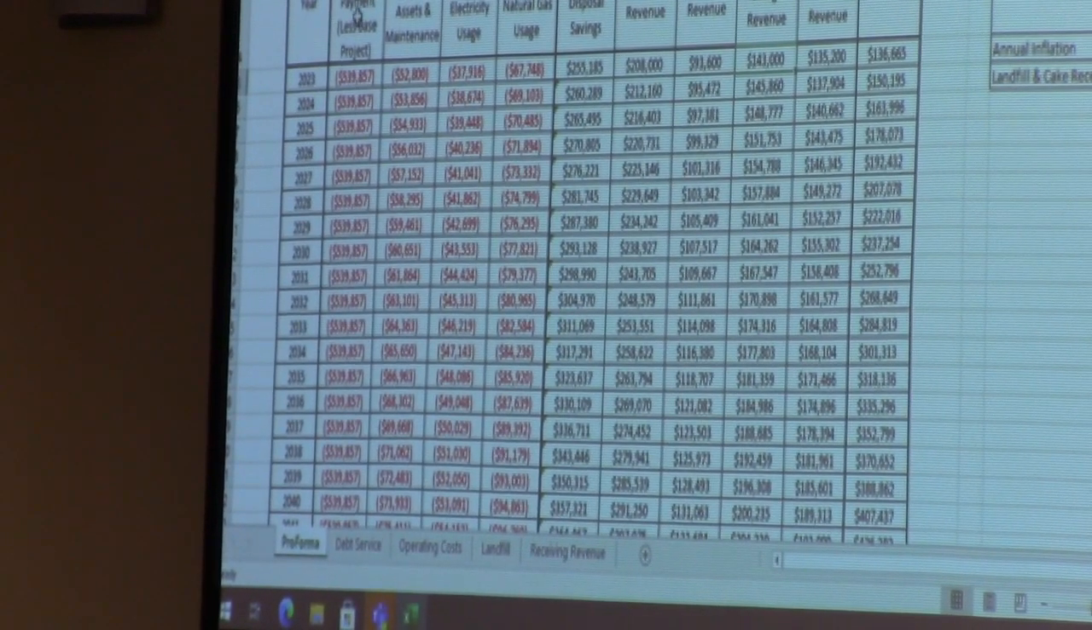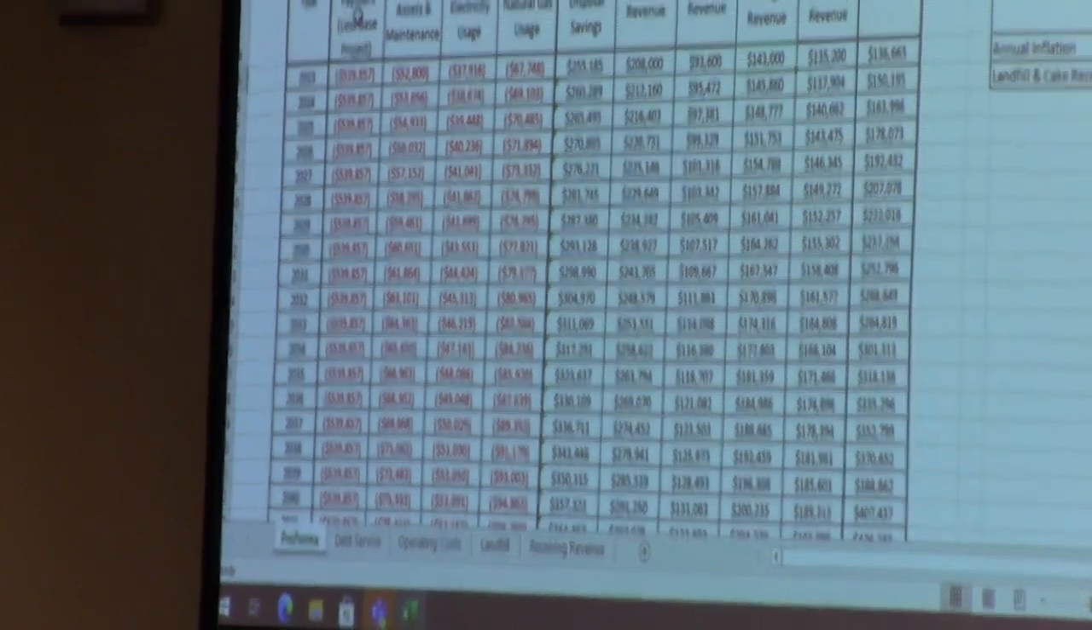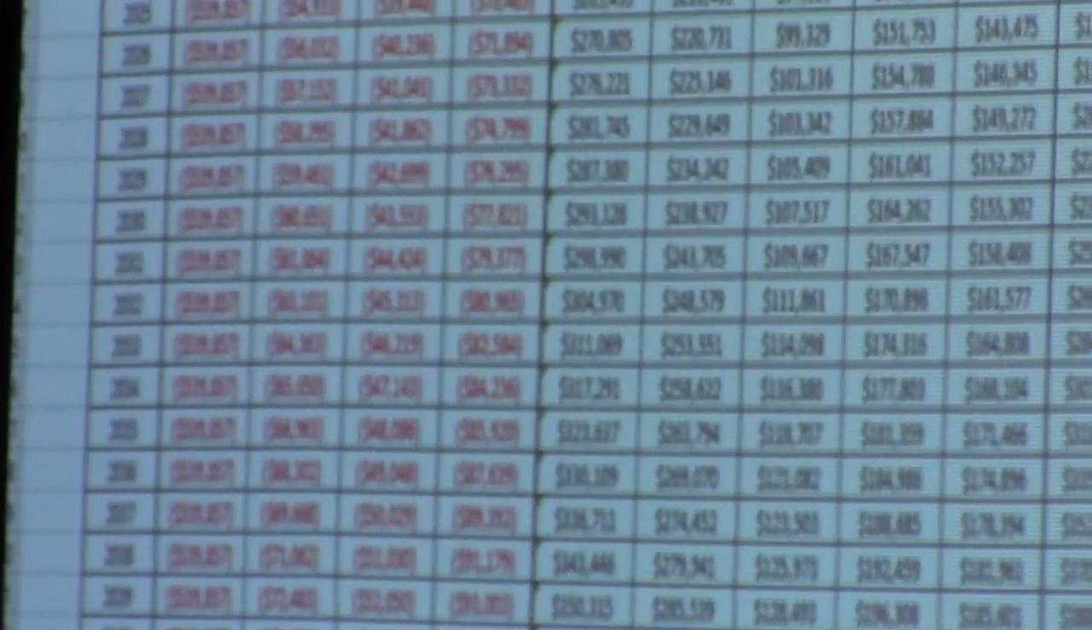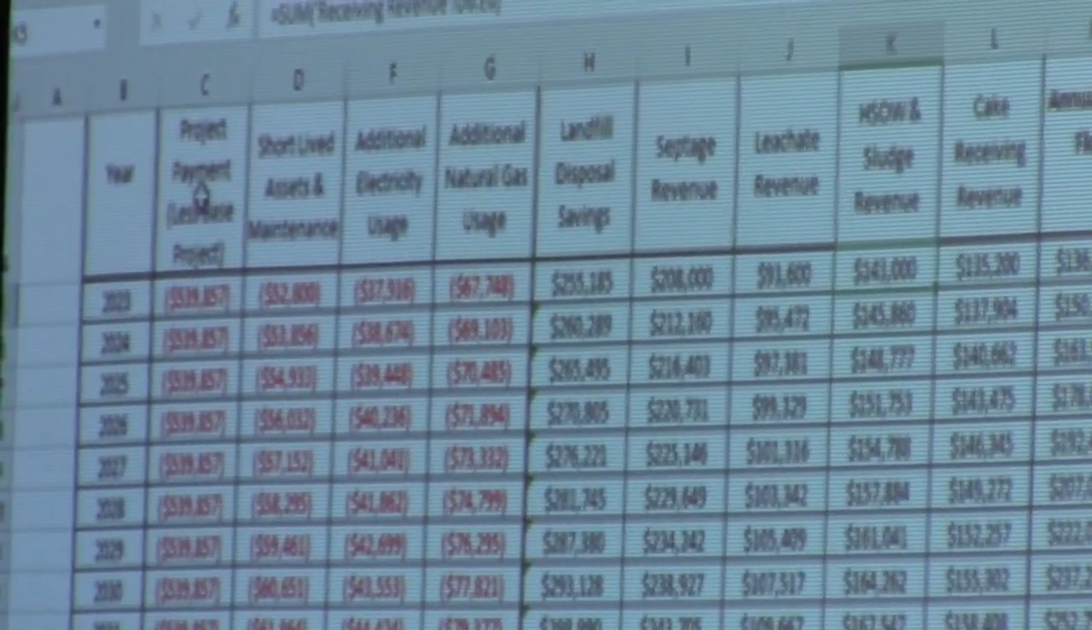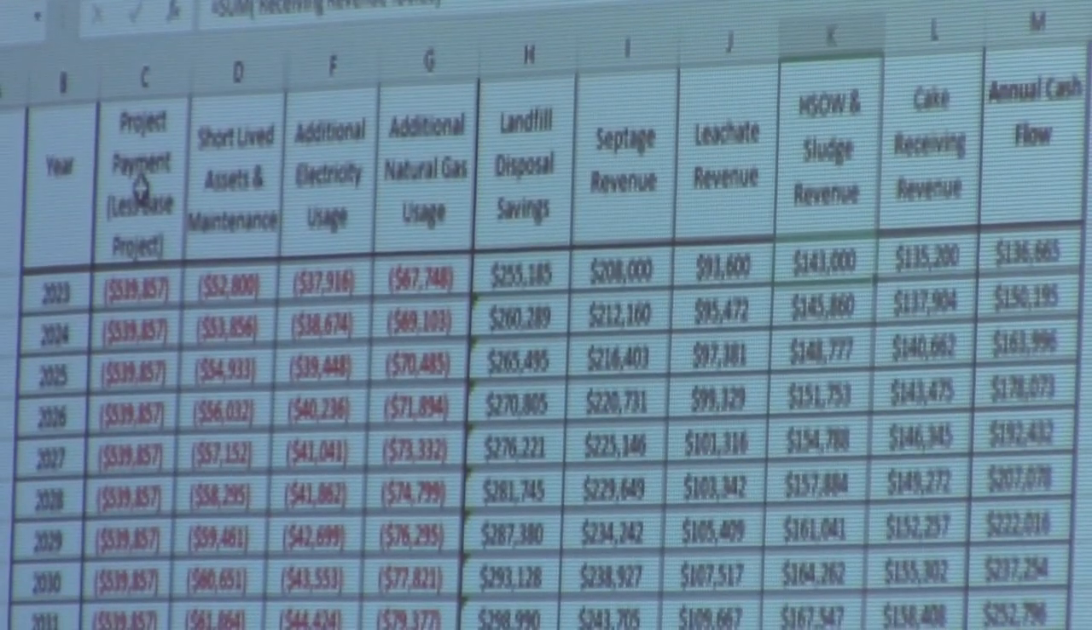You've seen this before and asked a lot of questions on it, which were great. So anything you want to look at, we'll start from the left and work our way over. The project payment column C is for the additional project. All these costs are just for that 11.7 million, which includes the dryer and the septic receiving. That shows the annual lease payment, and then you have the short-lived assets and maintenance, which are costs of doing business, so that amount is thrown in there.